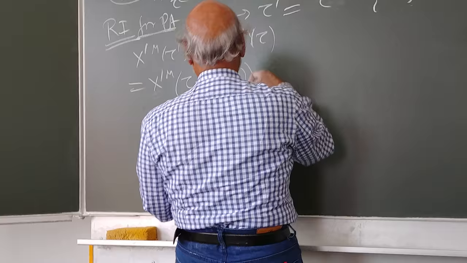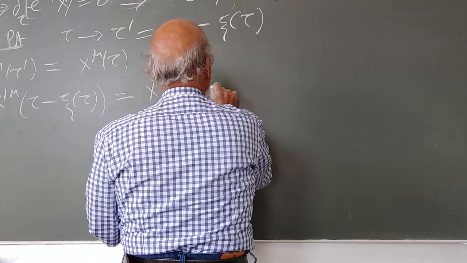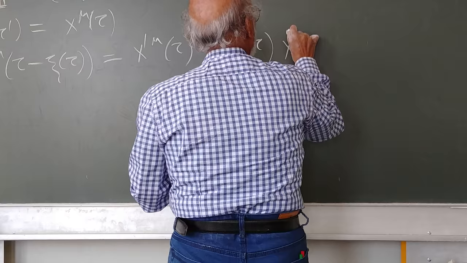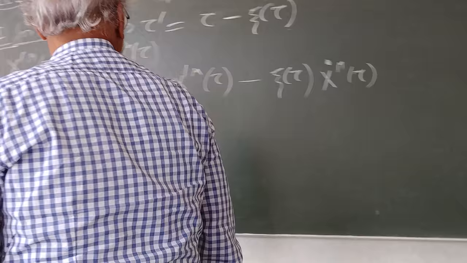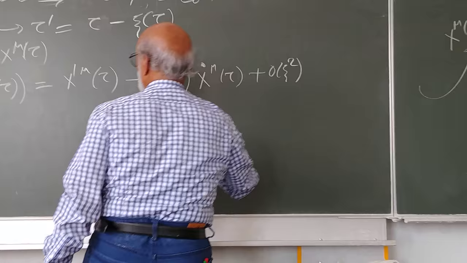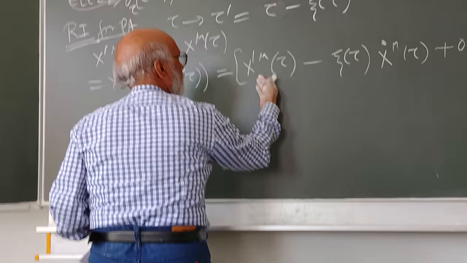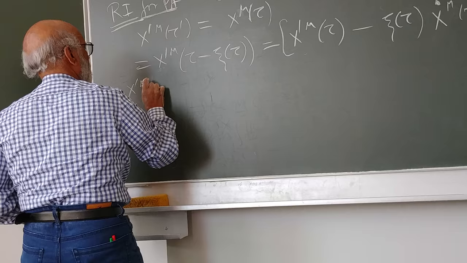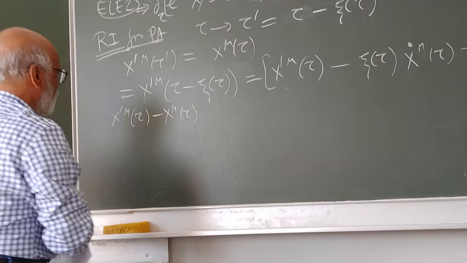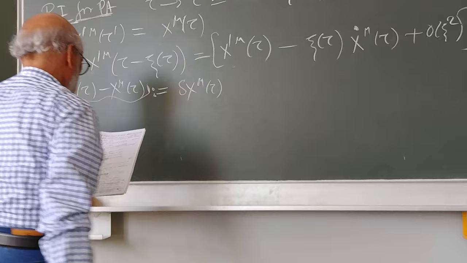Now I like to expand it. So I can have X prime mu of tau minus chi of tau times X dot mu of tau. Okay. Up to first order. I have written only up to first order in chi, then second order and higher order in chi square, and you can drop those terms, and this is eventually going to be equal to X mu of tau. So this guy minus that guy, X prime mu of tau minus X mu of tau, which I would define as delta X mu of tau.